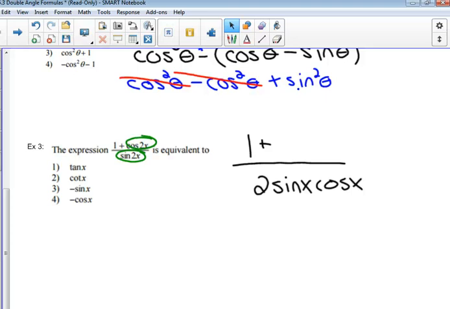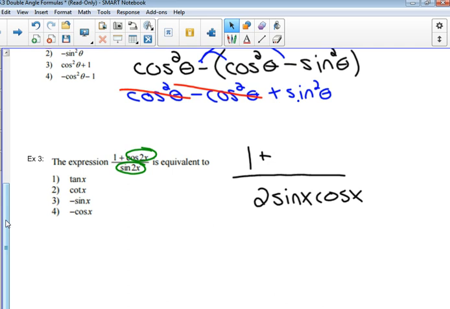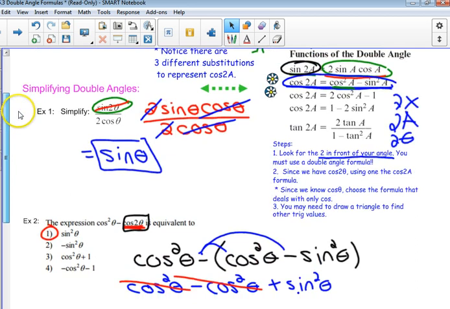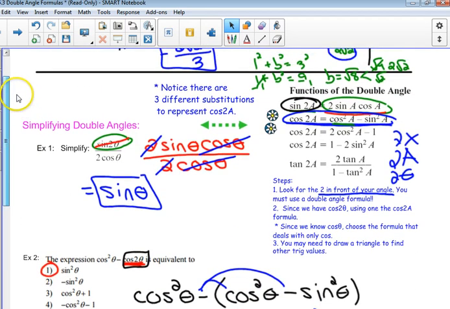So that's one reason. All right, so how are we going to decide which cos 2x to use? Well, let's look and see what we have in this. We have 2 sine x cos x. Do we have anything that might help us here?